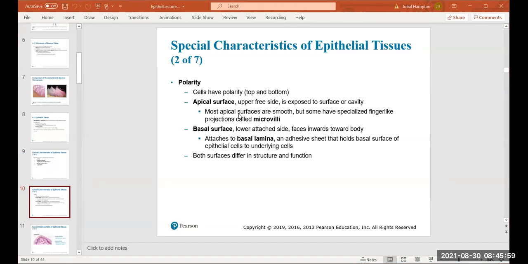The apical surface is the upper free side, and the basal surface is the lower attached side. It's attached to a basal membrane, a basement membrane, and the basement membrane is connective tissue. The basal lamina is the adhesive sheet which holds the basal surface of epithelial cells to the underlying basement membrane. And of course, both surfaces are going to differ in structure and function, and we will show you that.